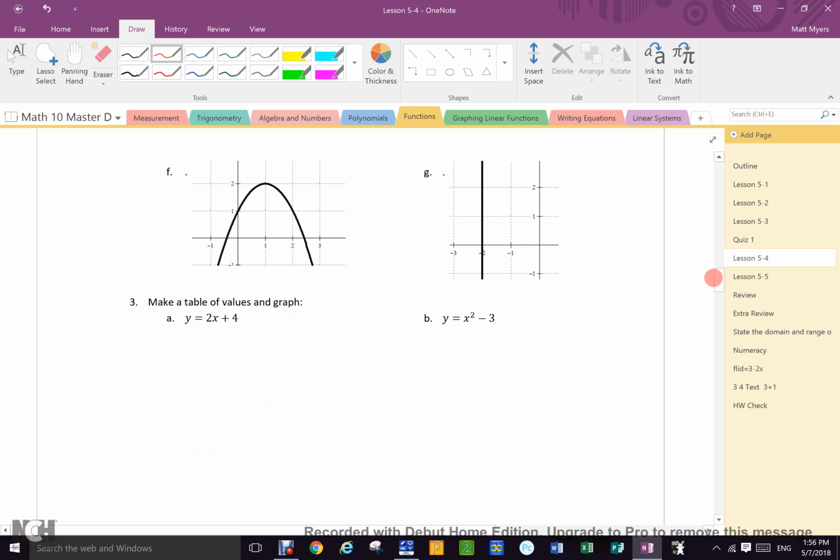F. No. G. It is a parabola. G. Parabole, parabola.